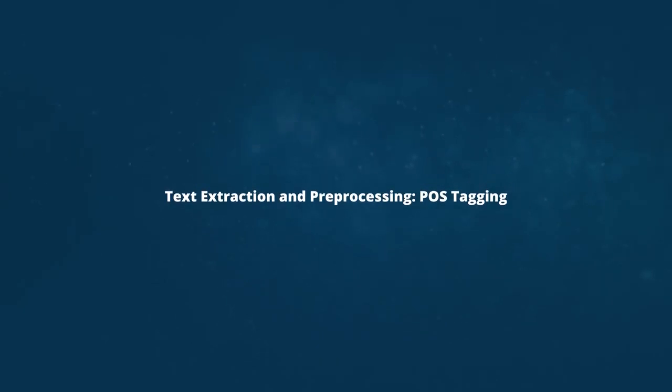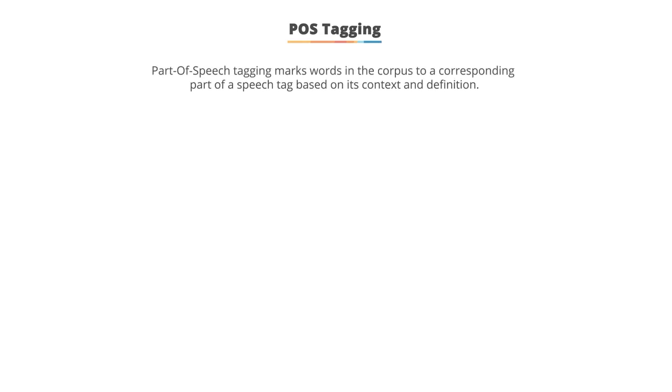Text extraction and pre-processing: POS tagging. Let's now look at different part-of-speech tags available in the Natural Language Toolkit library. A POS tag is a special label assigned to each token or word in a text corpus to indicate the part of speech and often also other grammatical categories such as tense, number (either plural or singular), case, etc. POS tags are used in text analysis tools and algorithms and also in corpus searches.